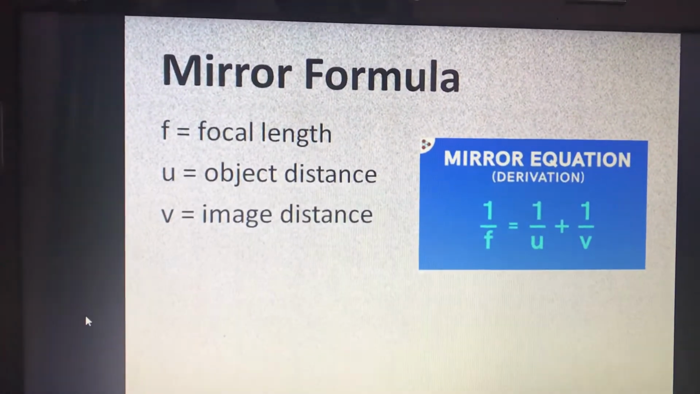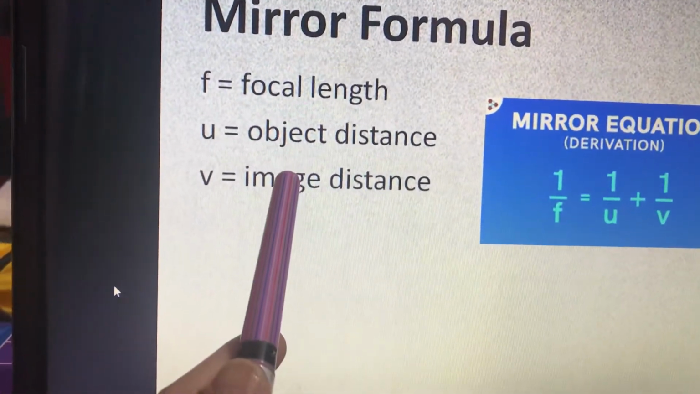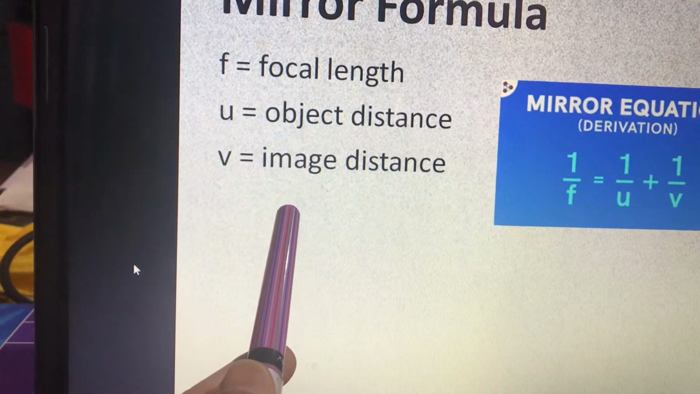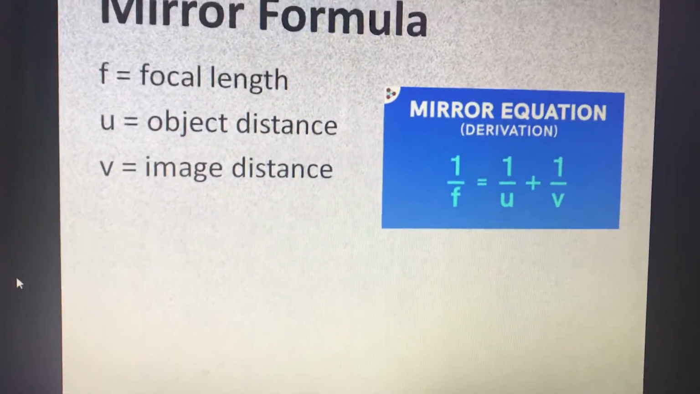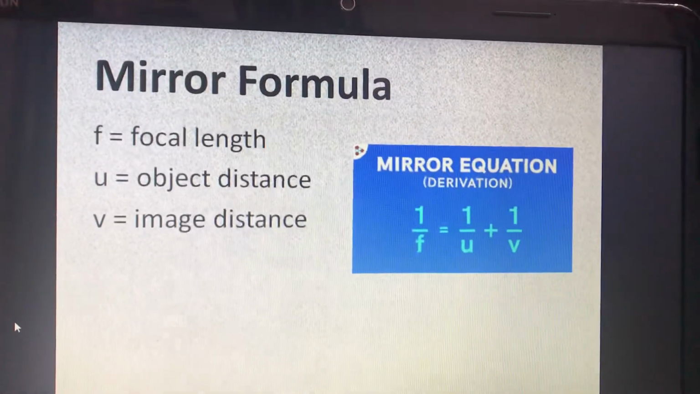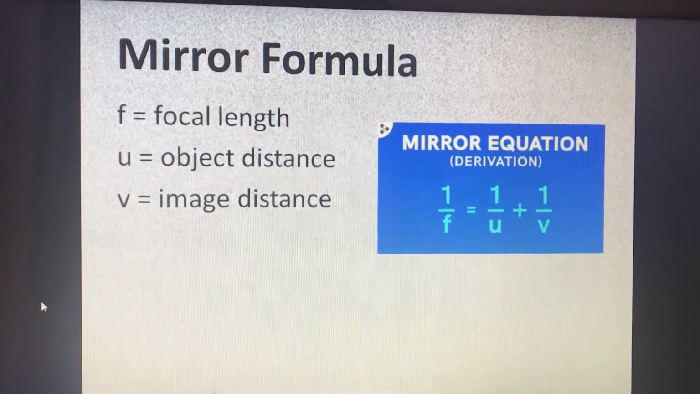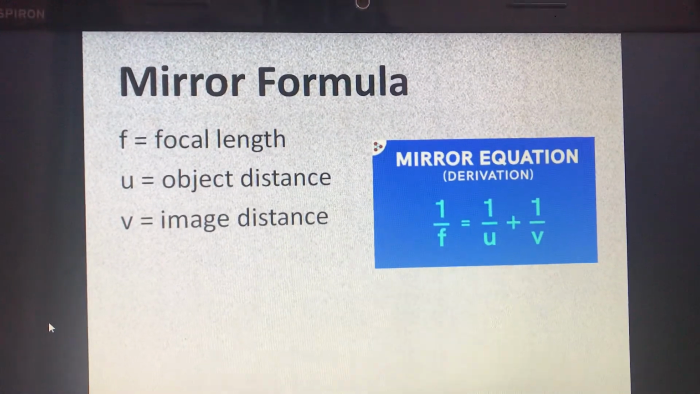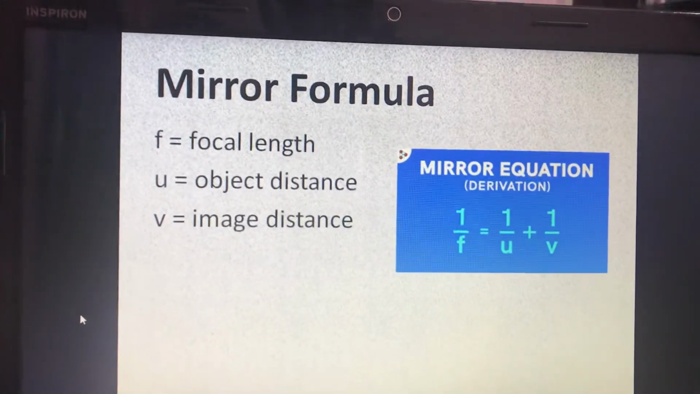Now this is the mirror formula. f denotes focal length, u denotes object distance, and v image distance. So the mirror equation, which we are going to use for solving some numericals, is 1 by f is equal to 1 by u plus 1 by v, right? So keep this in mind.